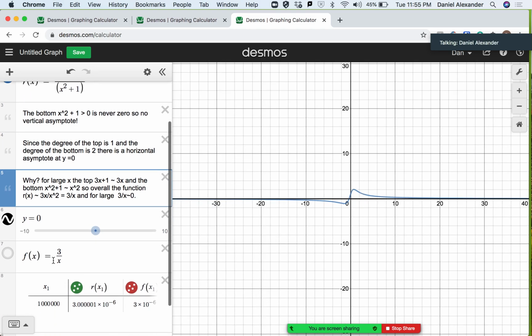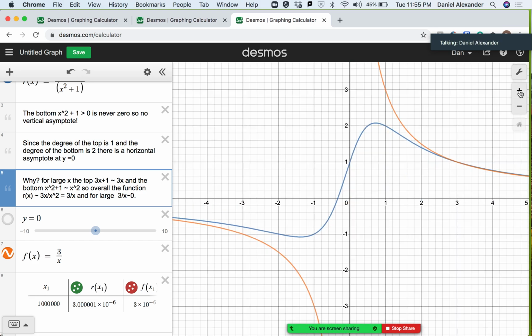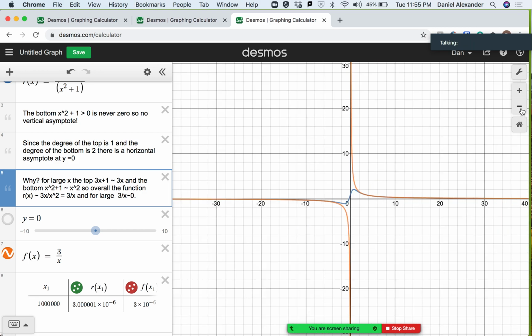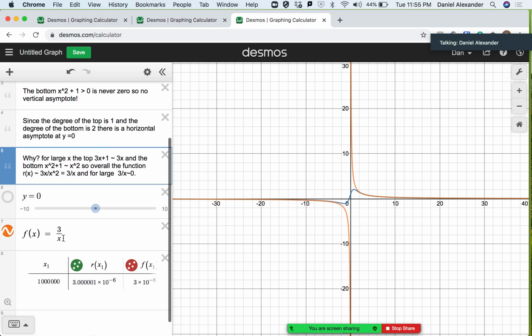And the last thing I want to do is remember I said this is really acting like the function 3 over x for large x. Well, here's the function 3 over x for large x. Let me turn off the horizontal asymptote. And again, if we plug in, they don't look very similar there, but then as you see, they start to get very close very quickly. So except for that little blip, the function r of x is very, very close to 3 over x.